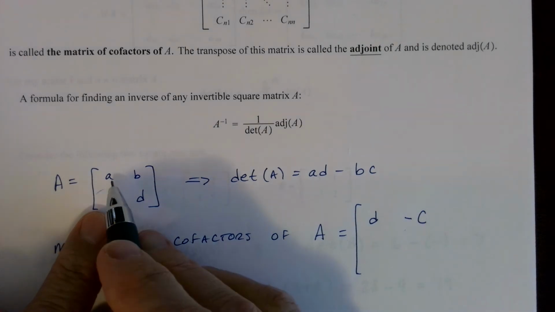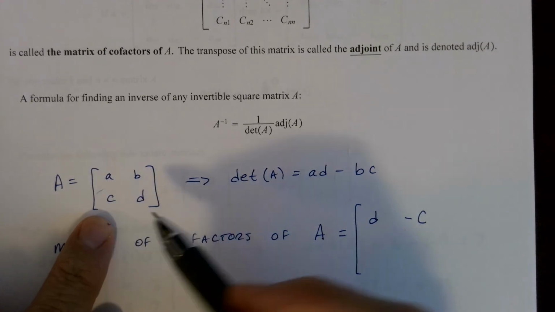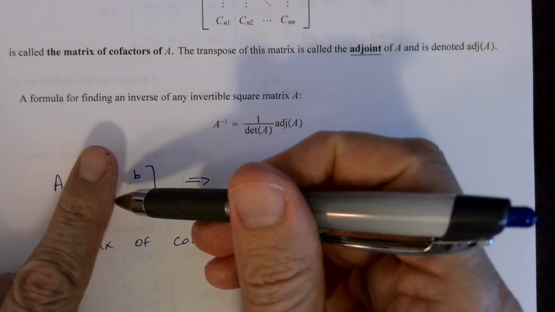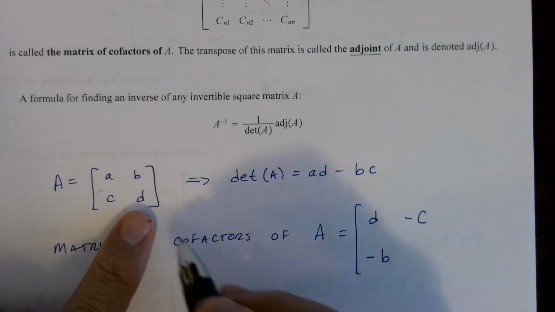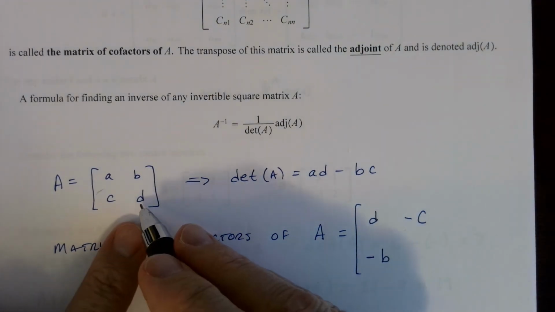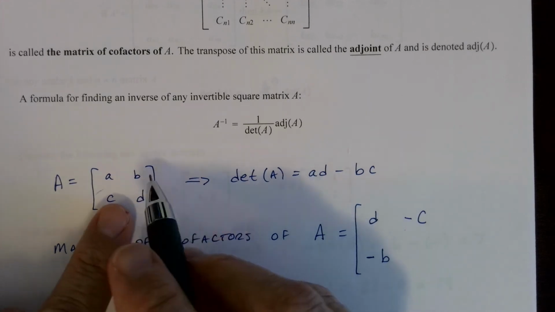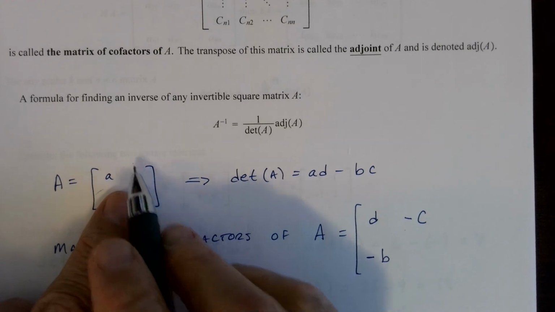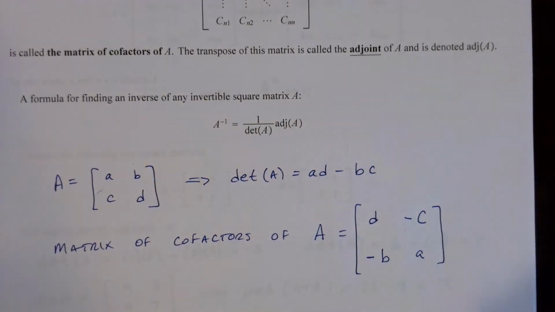c is what? Second row, first column, negative 1 to the third power is negative 1. Its minor is b. So that's negative b. And then d, negative 1 to the 2 plus 2, second row, second column, is negative 1 to the fourth. It's positive 1. Its minor is a. Positive 1 times a is a. So there's the matrix of cofactors.